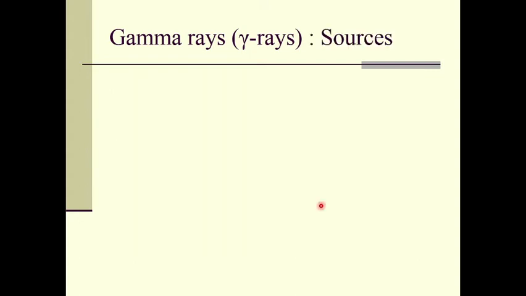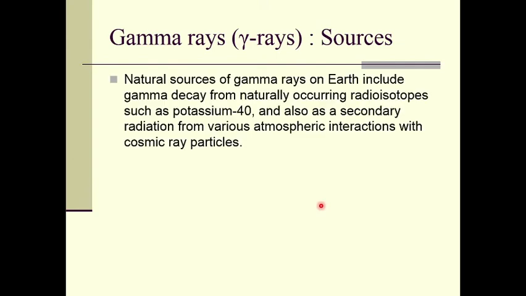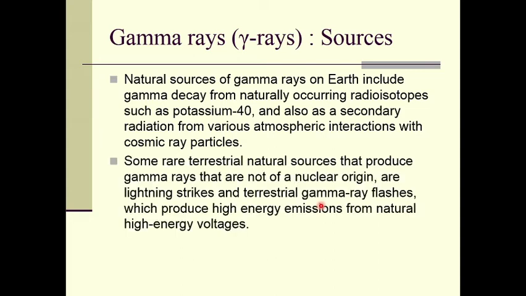Let us now study the sources of gamma rays. The natural sources of gamma rays on Earth include gamma decay from naturally occurring radioisotopes such as potassium-40, and also secondary radiation from various atmospheric interactions with cosmic ray particles. Cosmic rays are the rays that come from celestial bodies. Some rare terrestrial natural sources that produce gamma rays not of nuclear origin are lightning strikes and terrestrial gamma ray flashes, which produce high energy emissions from natural high energy voltages.